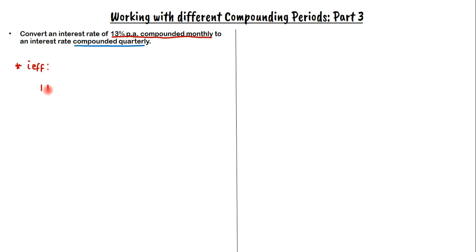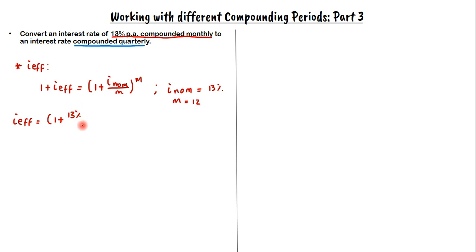The formula to do that is I effective equals 1 plus I nominal over M, to the power M. In this case, I nominal will be 13%, and the compound M will be 12. So here, I effective will be 1 plus 13% over 12, to the power 12. Now remember, if I take this one across, it will mean minus 1. So now let's see what we get.